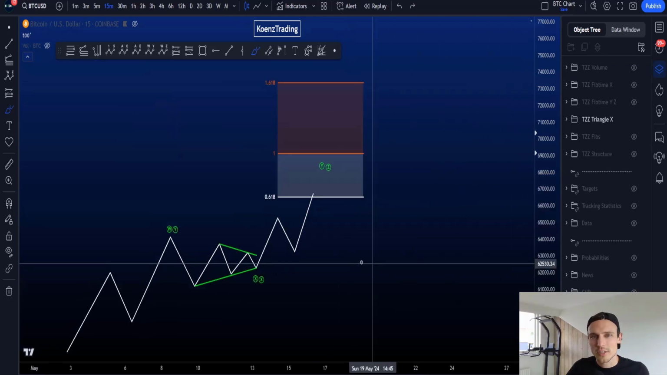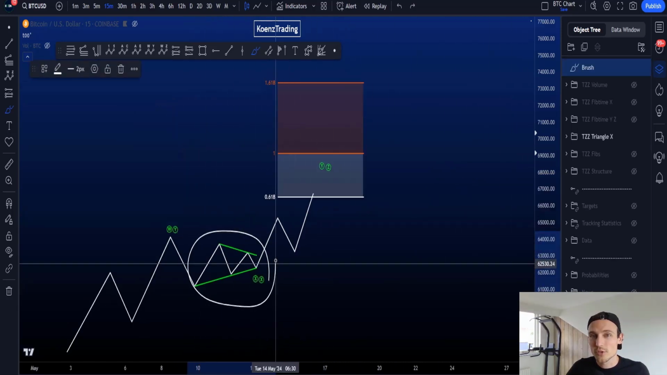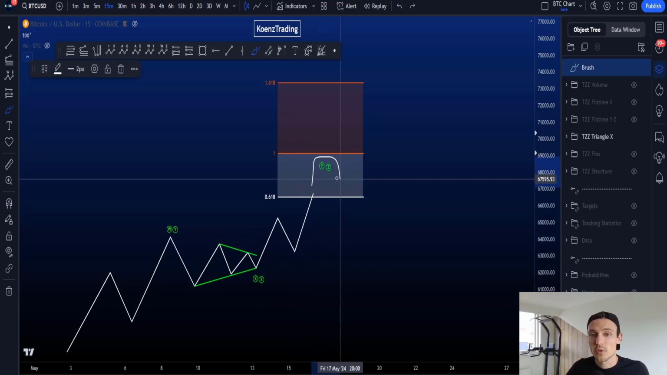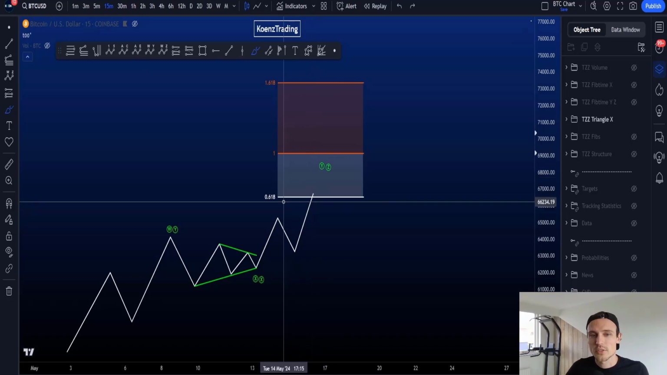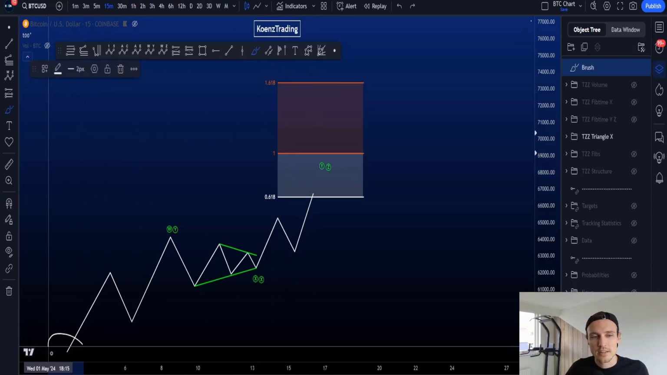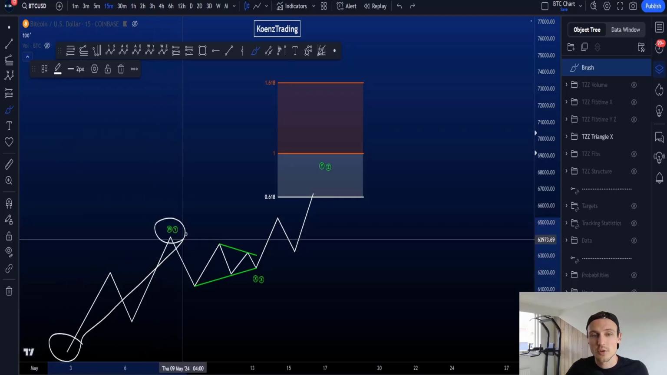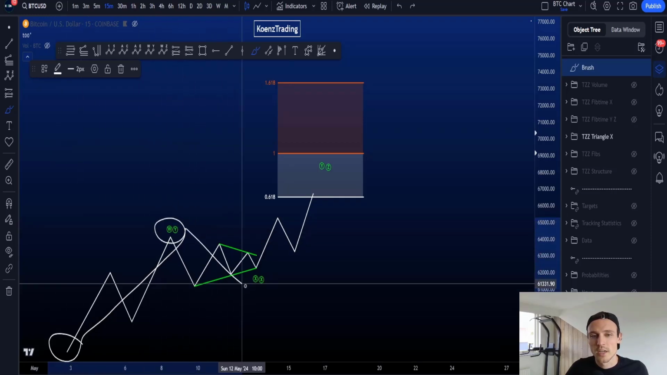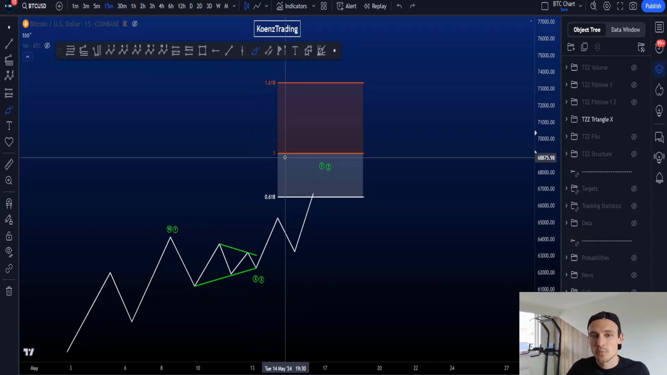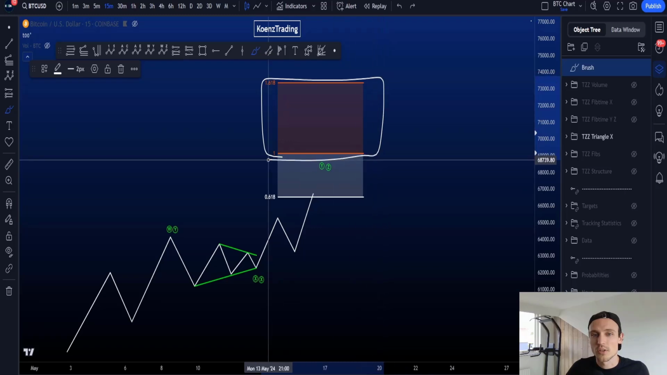The moment you count a triangle inside your first or your second wave X, it does change the target area for your wave Y or your wave Z. Now the common target area is between the 0.618 and the 1-to-1 trend-based extension taken from the start to the end of your wave W or your wave Y to the end of your first or second wave X. An uncommon target area is now the 1 to the 1.618.